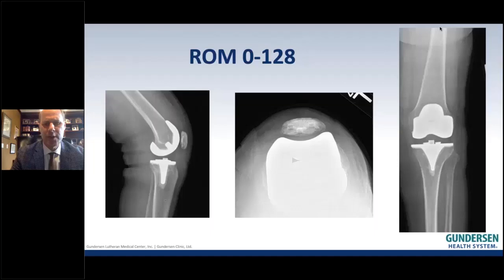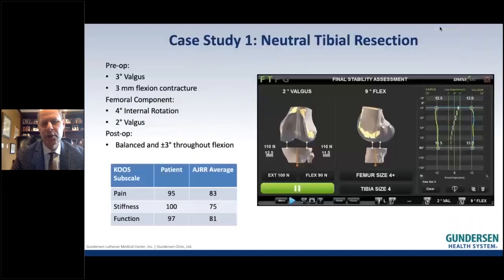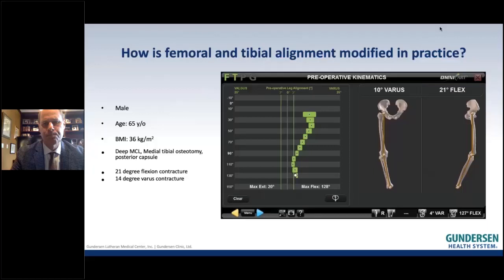Here's our post-op x-ray. Patella tracking is perfect. Range of motion 0 to 128 degrees. And her Q scores are 95 to 100 for pain, stiffness, and function. So that's a valgus knee.